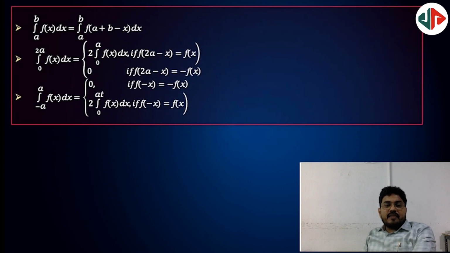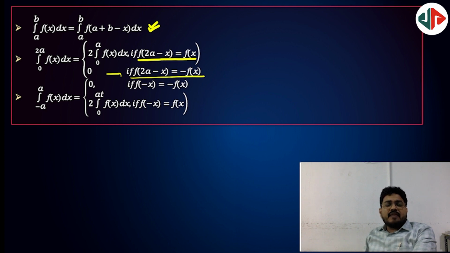Integral a to b f of x. A very important property: integral 0 to 2a f of x dx is equal to 2 times integral 0 to a f of x dx if f of 2a minus x is equal to f of x, and it is 0 if f of 2a minus x is equal to minus f of x.